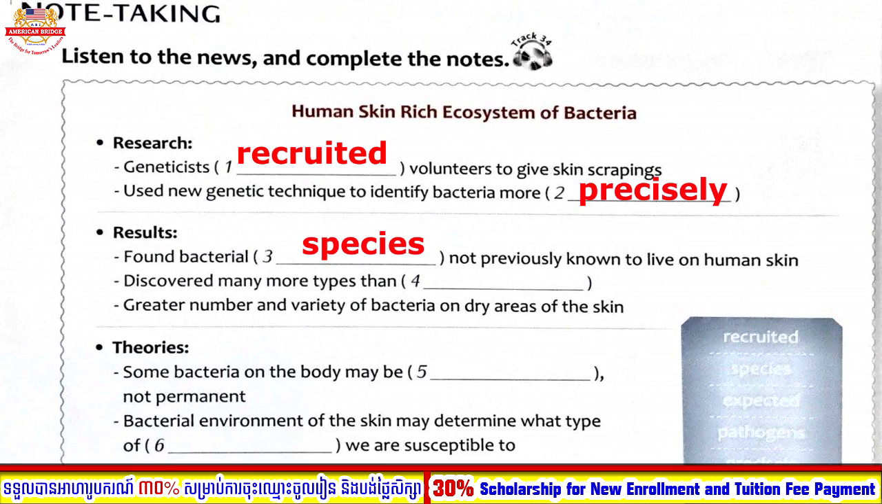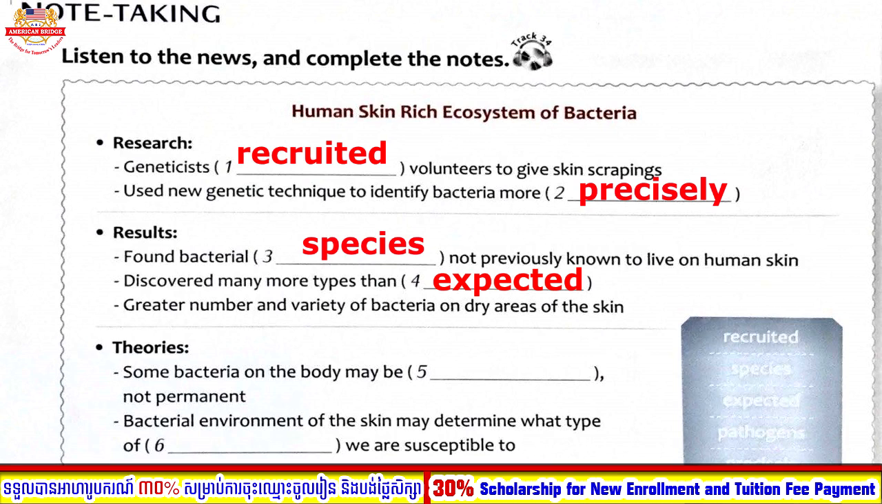And next, what are the results that they found next, everyone? So next is discovered many more types than what, everyone? So than expected. Alright, so number 4, expected. Next one, greater number and variety of bacteria on dry areas of the skin. So right now let's move to the last part. Some bacteria on the body may be not permanent. Maybe what, everyone? So maybe transient.